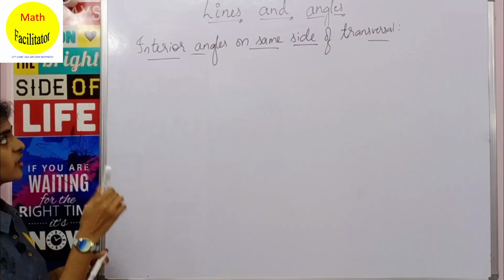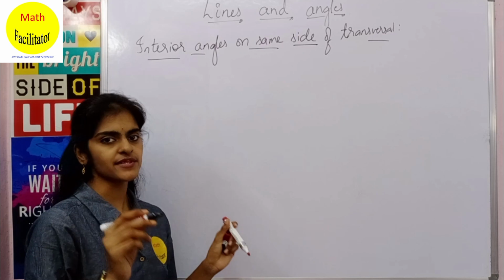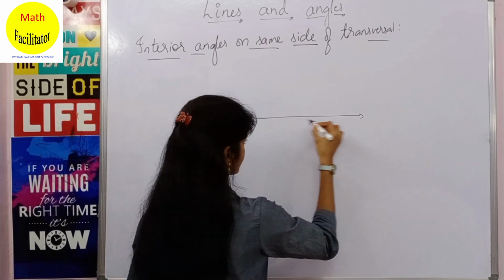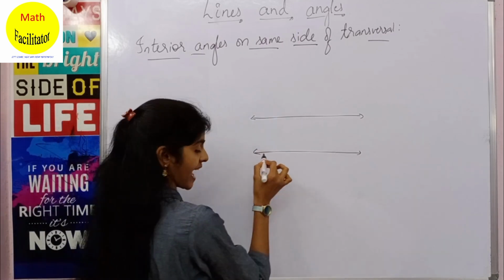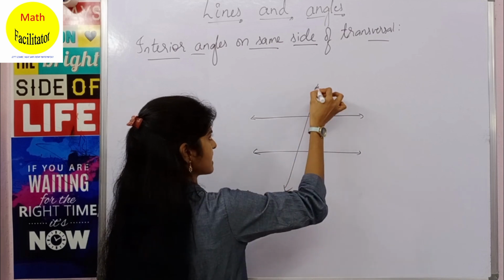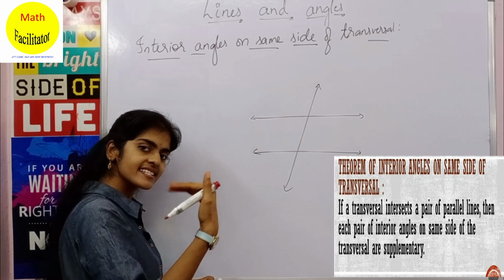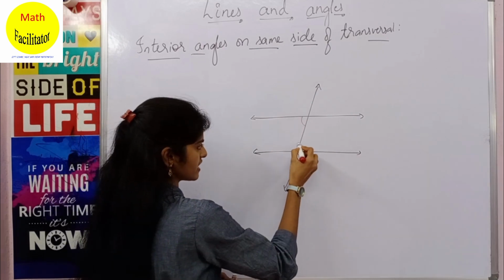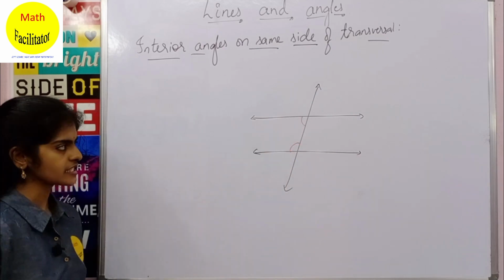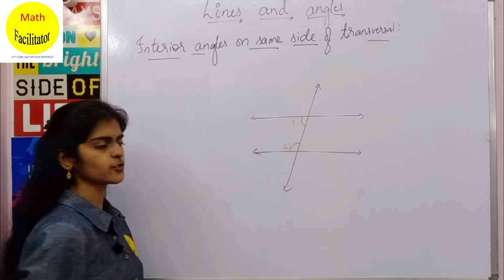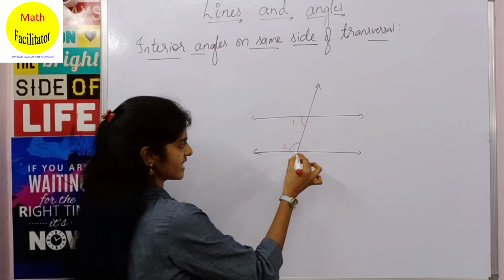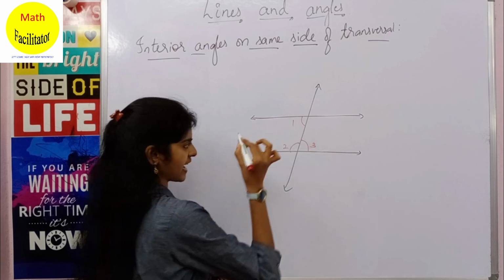Now let us talk about interior angles on the same side of the transversal. Now suppose these are the two parallel lines, and this is the transversal. Now you have to find the relation between interior angles on the same side of the transversal. That means these two angles. Let this be angle 1, let this be angle 2. Now I'll take another angle here, let this be angle 3.